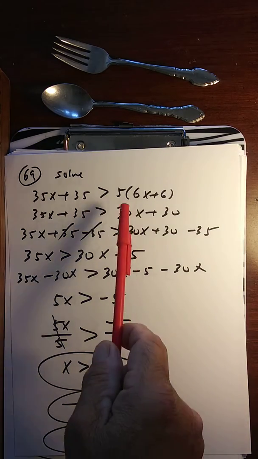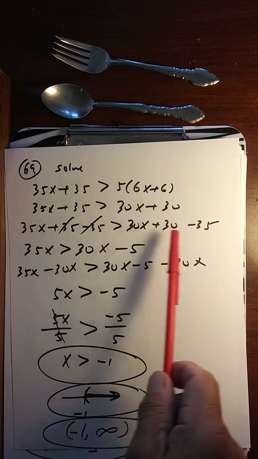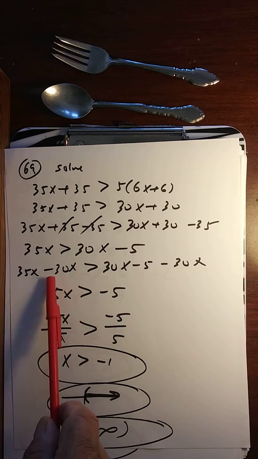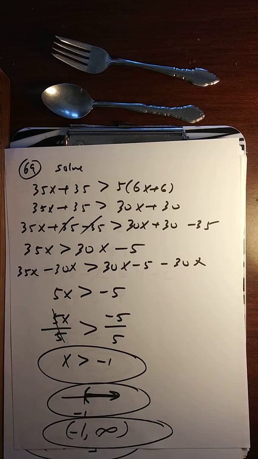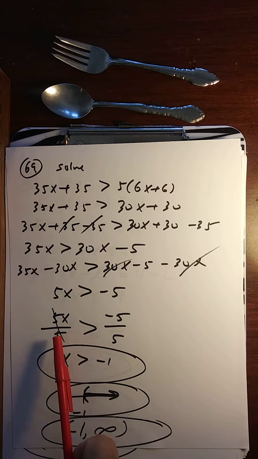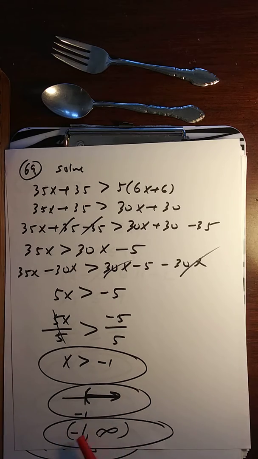Solve this. Parentheses first, that turns out is 30x plus that. So -35 minus 35, 35x is greater than 30x, minus 5, minus 30x, and again, these are going to cancel. So we have 5x is greater than -5, divide by 5, divide by 5, x is greater than -1, or from -1 to infinity.